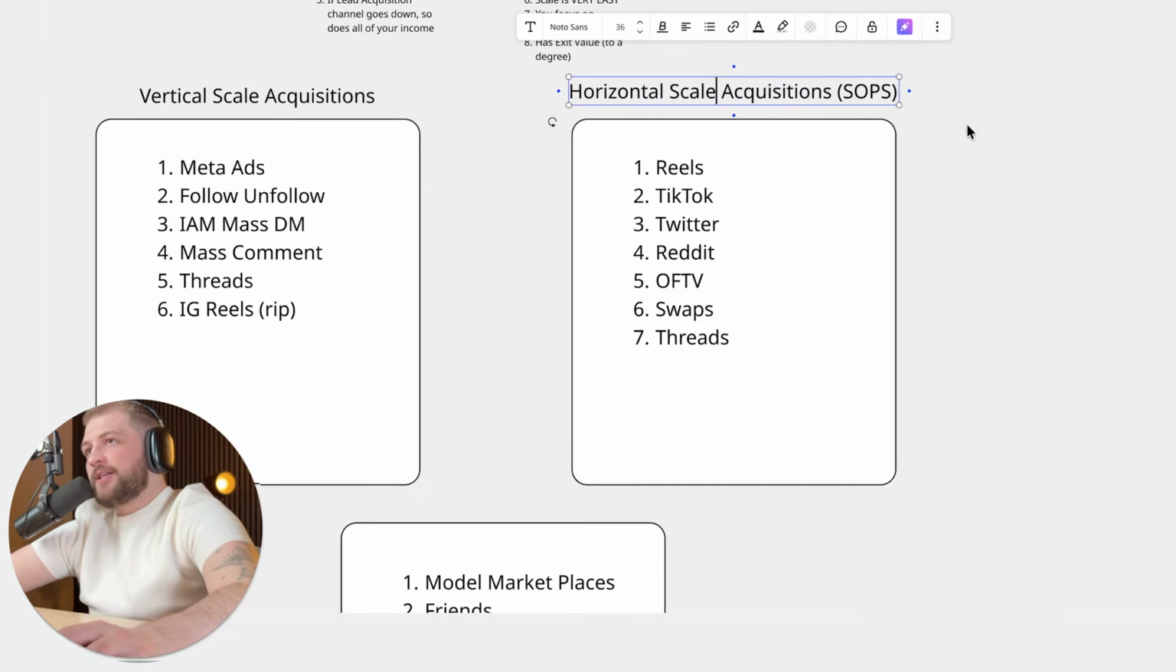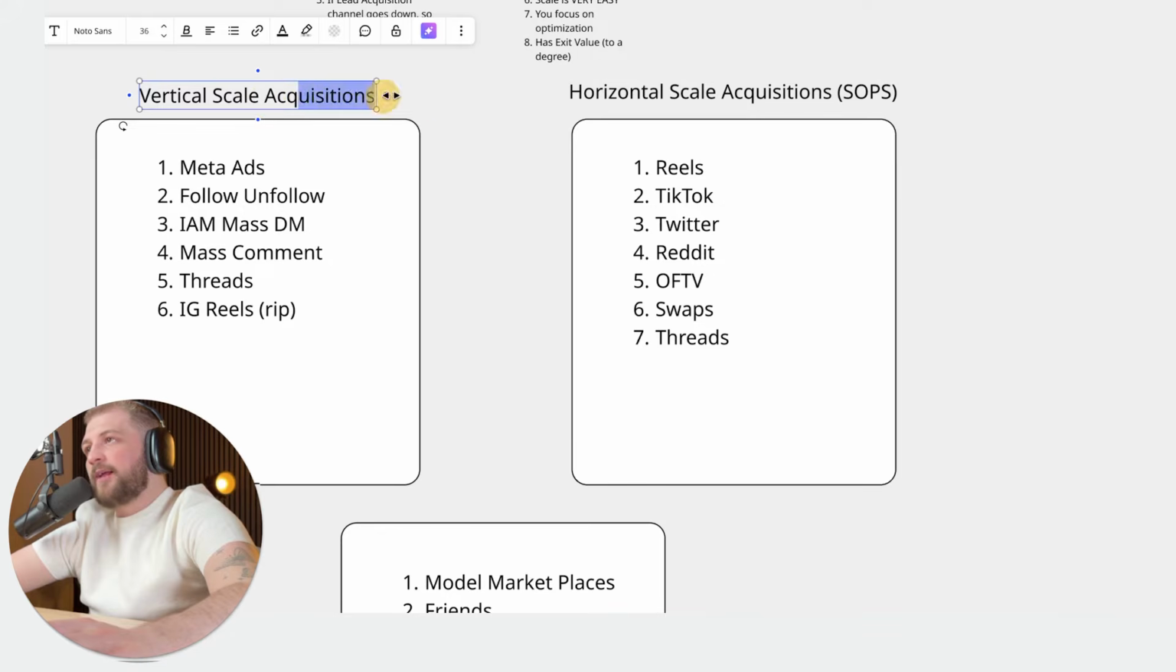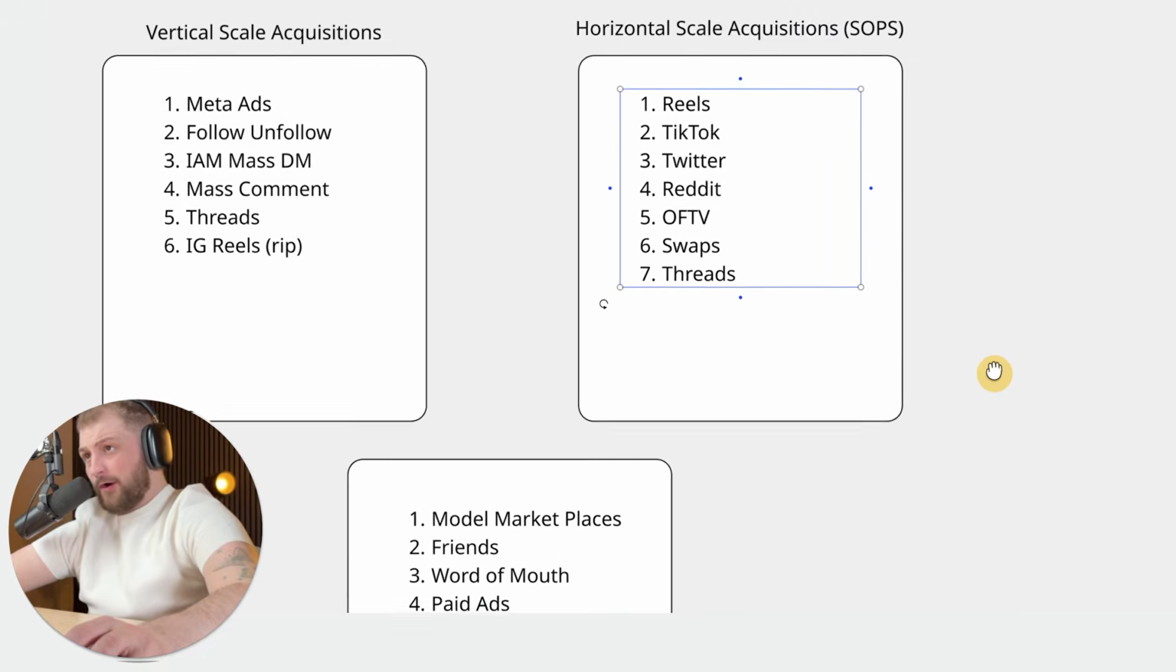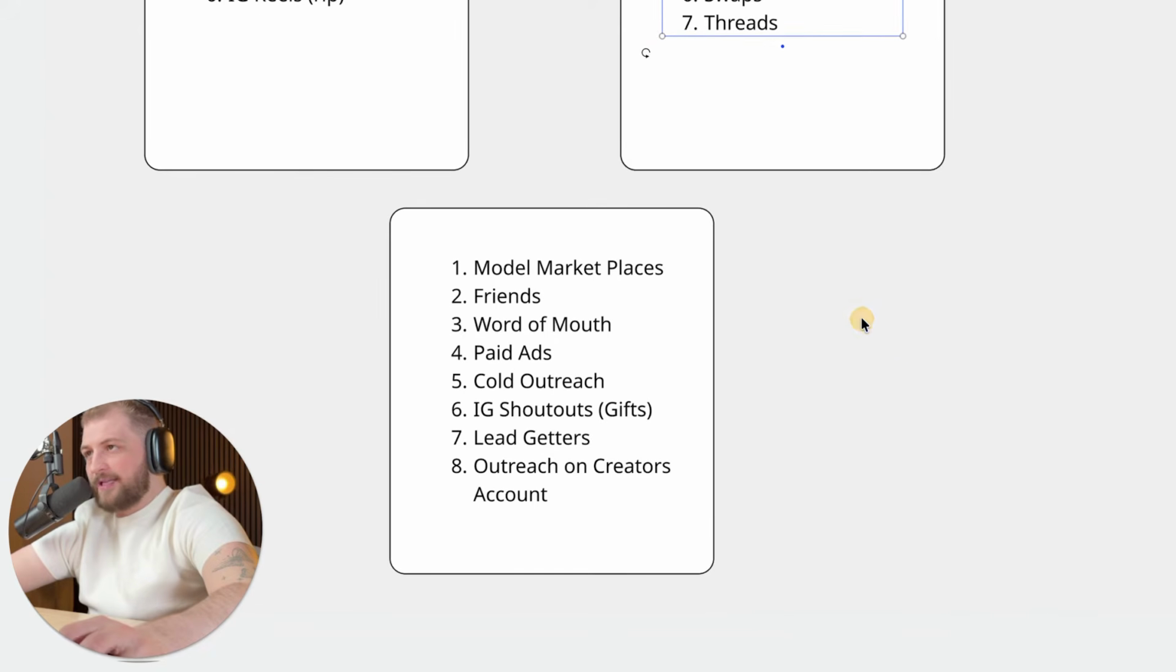Horizontal scale acquisitions are no longer actually bringing in the traffic yourself, but providing the SOPs on reels, TikTok, Reddit, Twitter, OFTV, swaps, threads. All right.